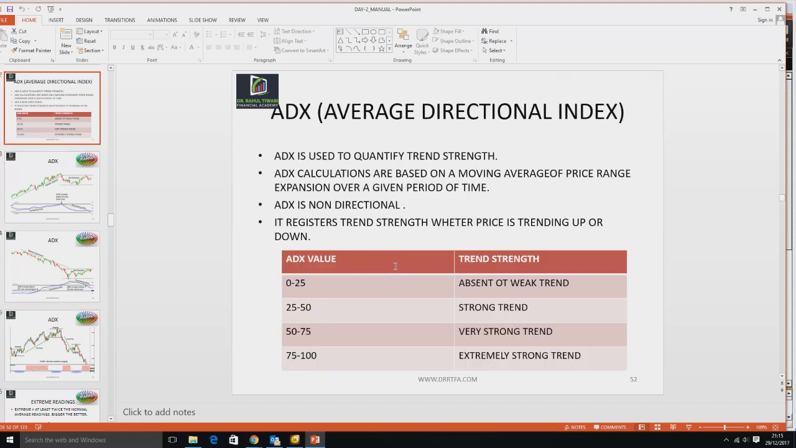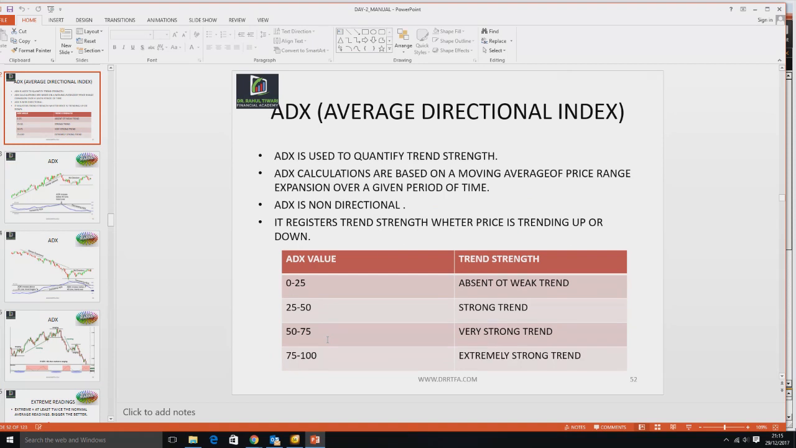Anyways, so this is all about the ADX. Again, I go back to here. So if the ADX value is between 0 and 25, there is no trend. As soon as the value moves above 25, then you have a strong trend. And anything in the range of 60 to 70 and above, that particular trend is unsustainable.